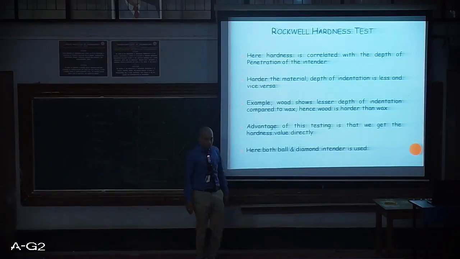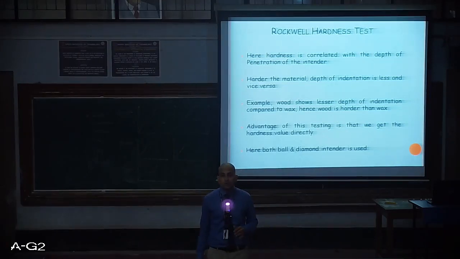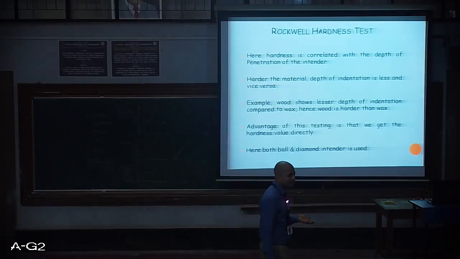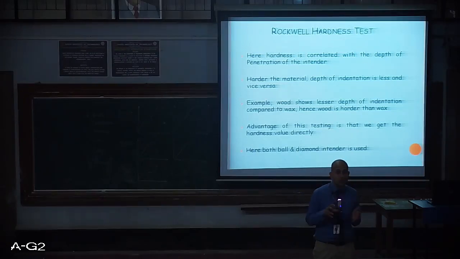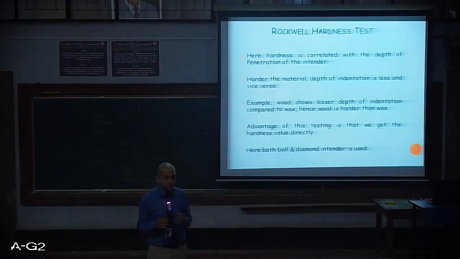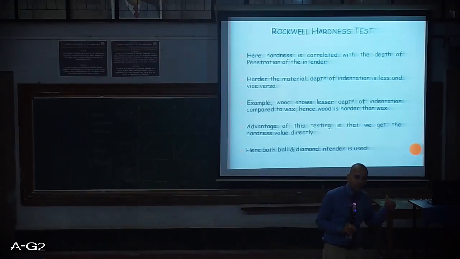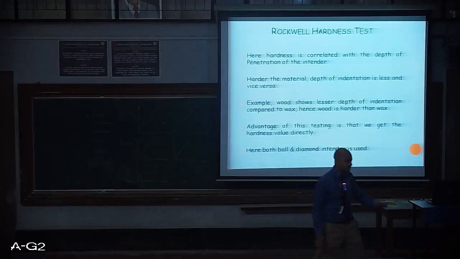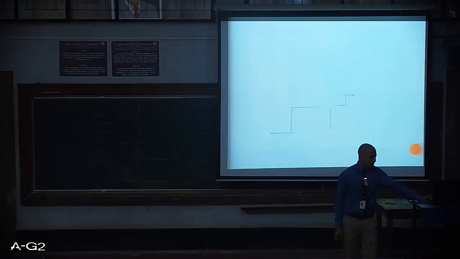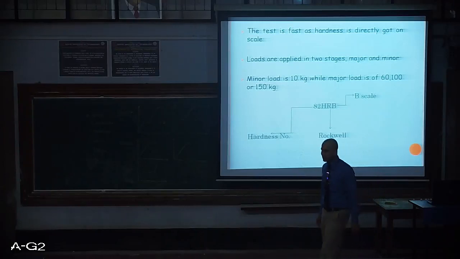Then, what is the advantage of going for this type of test compared to other types of hardness tests? The Rockwell hardness test is very easy to perform. You get a direct reading. In the case of Brinell hardness testing or Vickers hardness testing, there is an empirical relationship which you have to employ to get the hardness value of the material. Applying that equation, inputting the variables and getting the hardness value is a little cumbersome, while in the Rockwell hardness test you get the reading directly. The test is fast, and hardness is directly obtained on a scale. That is the advantage of this hardness testing.